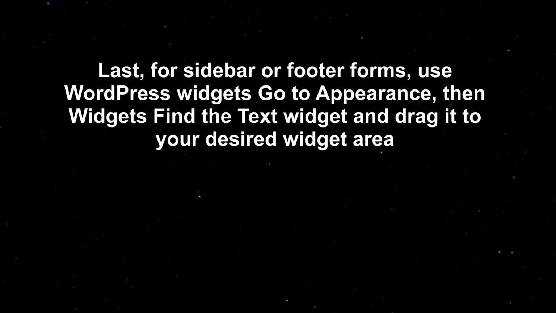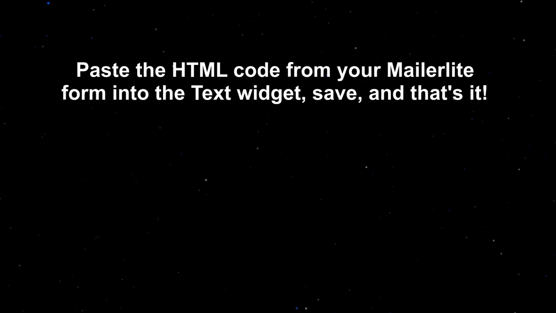Last, for sidebar or footer forms, use WordPress widgets. Go to Appearance, then Widgets, find a text widget and drag it to your desired widget area. Paste the HTML code from your Mailerlite form into the text widget, save, and that's it.